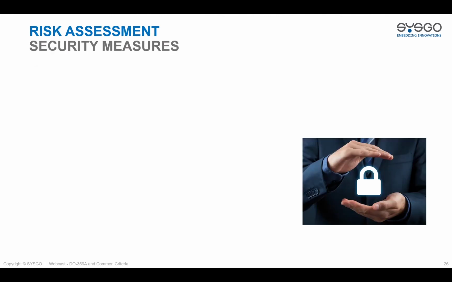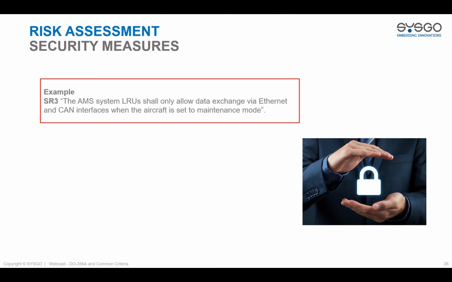So the security measures in order to counterfight against a threat condition, for example, would be that you only allow data exchange via Ethernet and CAN interface when the aircraft is set to maintenance mode. In other words, the maintenance crew may only exchange the firmware when the whole plane is in maintenance mode. So this may not happen during flight, and this is one security measure to make sure that an attacker cannot corrupt the firmware during flight.